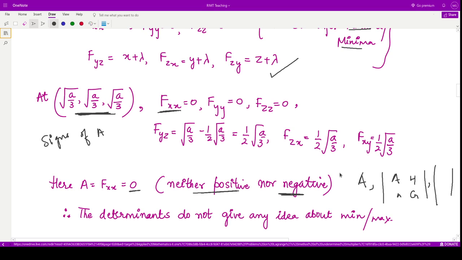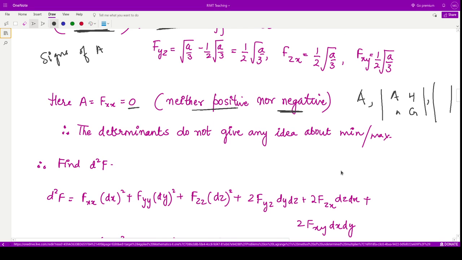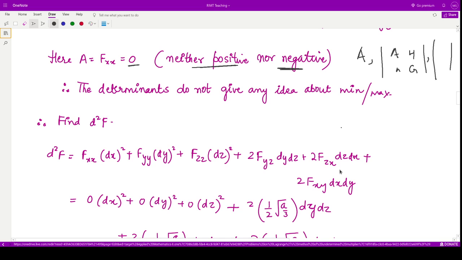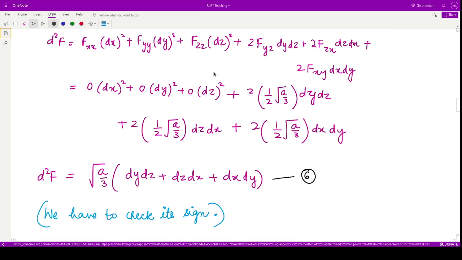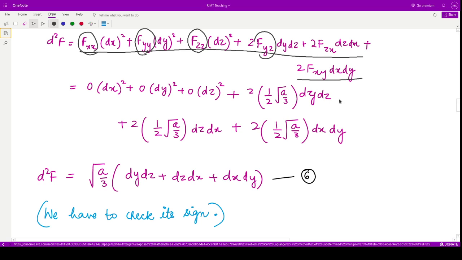So for the given situation, what we can do is calculate d2f. And we know the formula for d2f. d2f is this whole quantity. Because we know all these values, we can substitute them. So we have this expression, and when you simplify this, you have equation number 6.